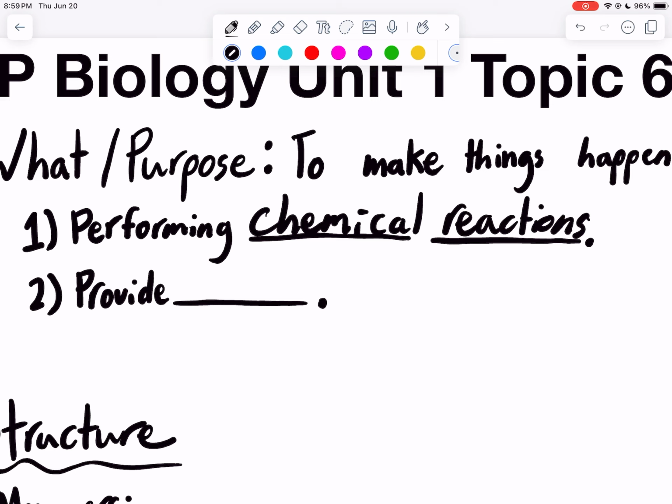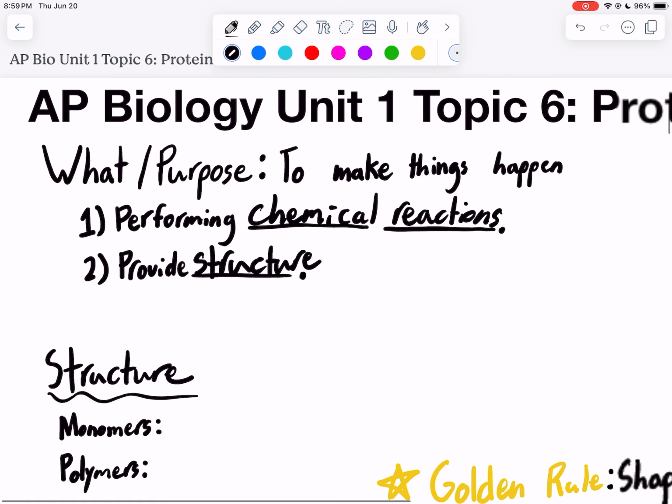And then the second purpose of proteins is to provide structure to cells. And this comes in many forms, and you'll learn about different forms of proteins that provide structure in future units, Unit 2, especially with passive transport, but we won't focus on that in this video.